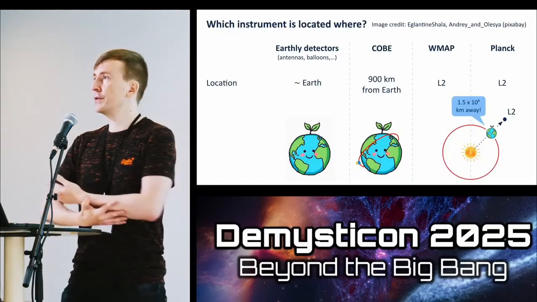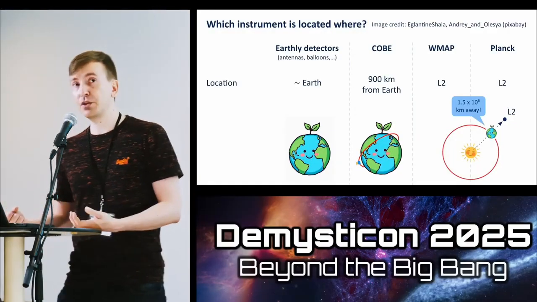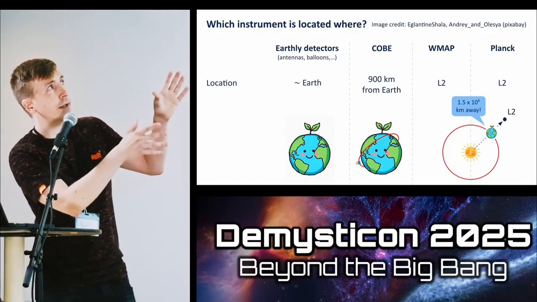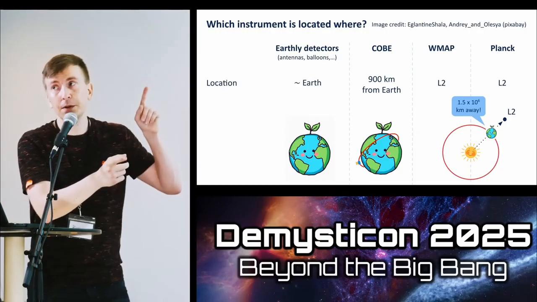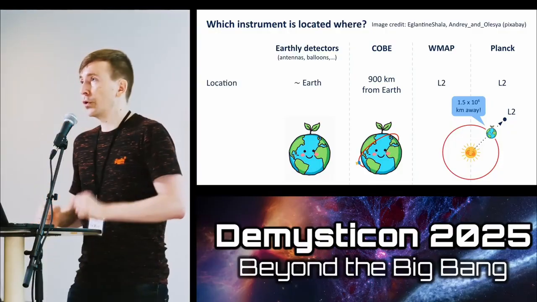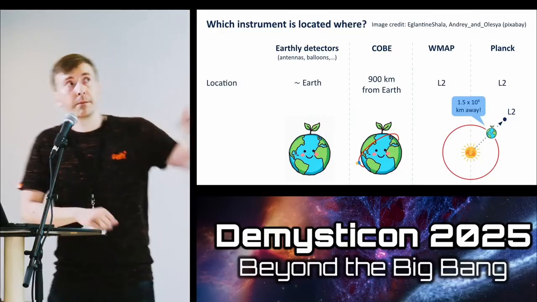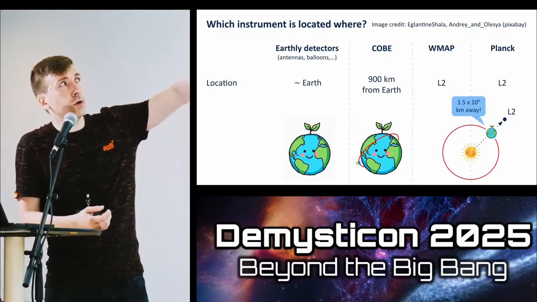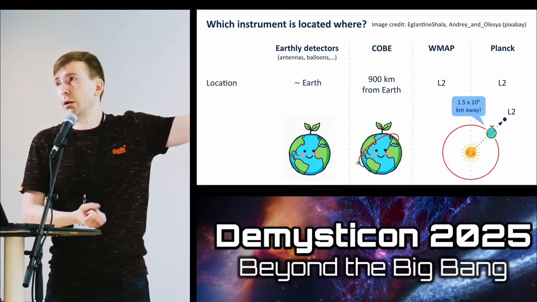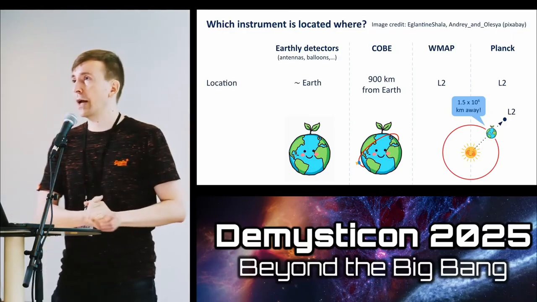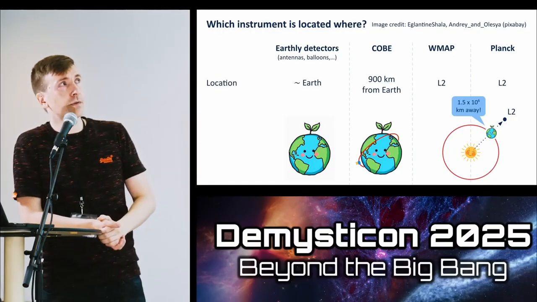Here I try to summarize most of the measurements that have been done, in four categories: you have the earthly detectors, and then three satellites, COBE, WMAP, and Planck. Very important to know is where they are located. The earthly detectors are obviously located at Earth, then COBE is very close to Earth. 900 kilometers is close enough to still have access to this radiation from the oceans.